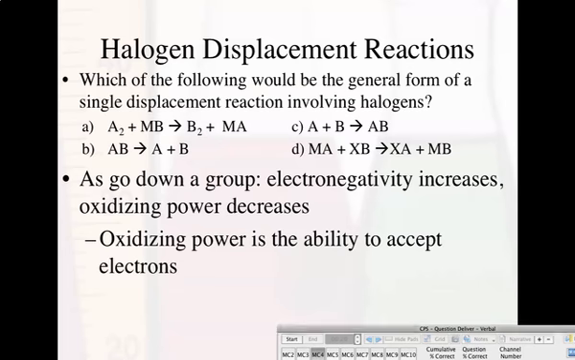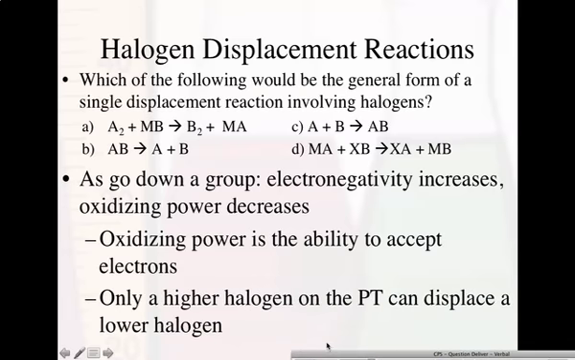So as we go down a group, the electronegativity decreases, which means the oxidizing power decreases, and oxidizing power is the ability to accept electrons. So if we want that first reaction to occur, the A2 plus MB goes to B2 plus MA, only a higher halogen on the periodic table would be able to displace a lower halogen.